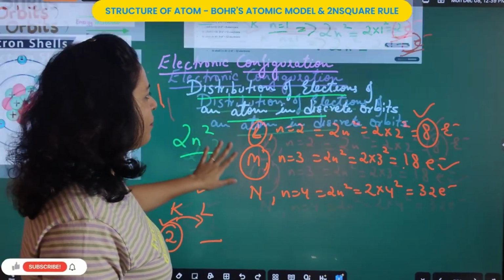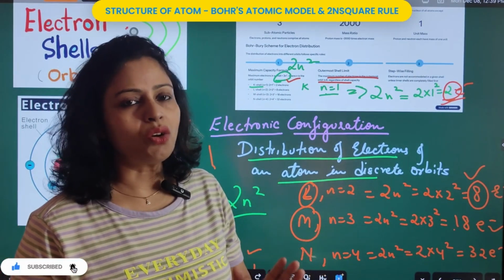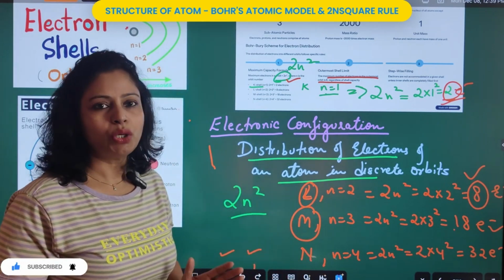That is also the rule which you have to follow. So this is the main 2n square rule which you have to follow to write the electronic configuration of any element given to you.